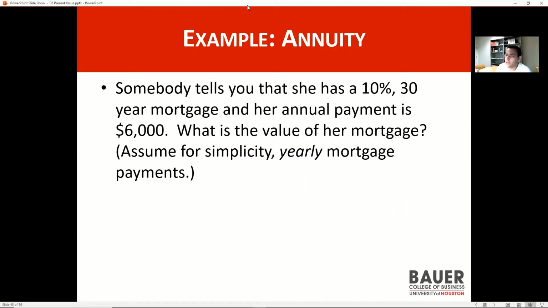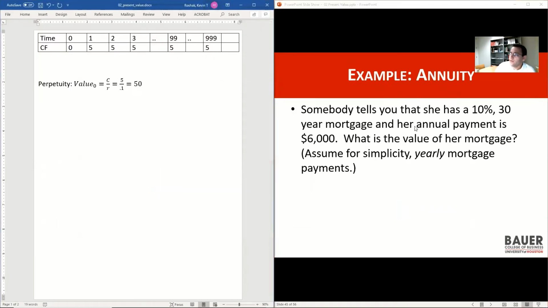Okay, so I'll dock the slides over here. Someone has a mortgage. Say it's got a 10% rate, and it's a 30-year mortgage with an annual payment of $6,000. So we'll just assume everything's annual. This 10% rate, that's an annual rate. Annual payment is $6,000. We want to calculate the value of the mortgage.